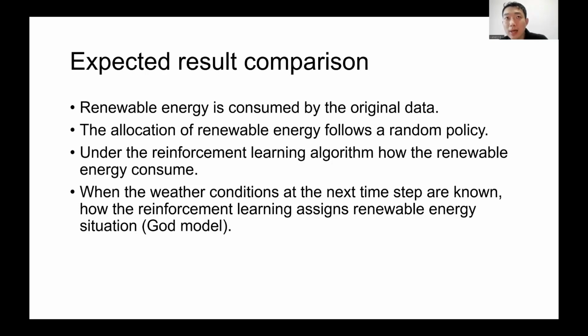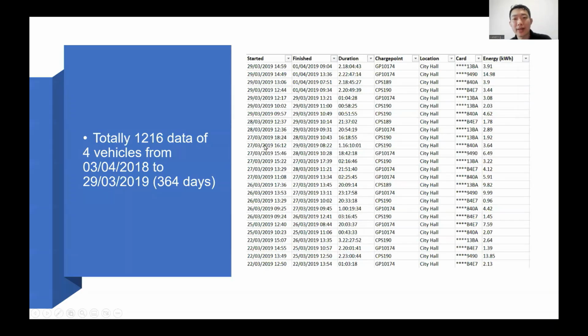So we know exactly what will happen in the next one day or next time step. Then we can make a decision. We can make a comparison for this reinforcement learning. So this is a case study.